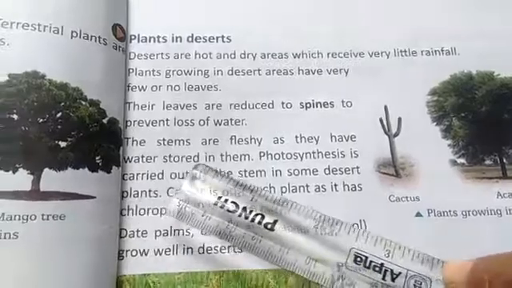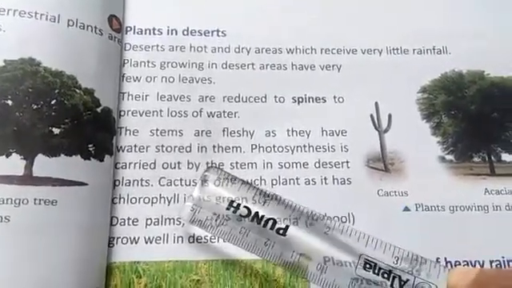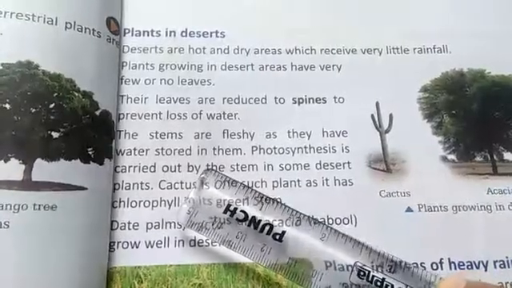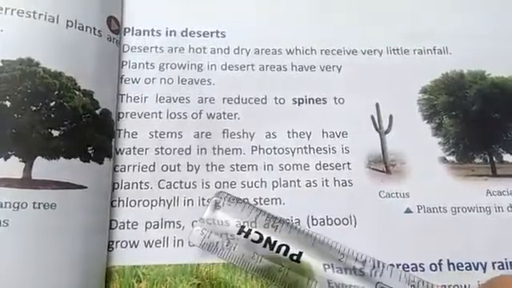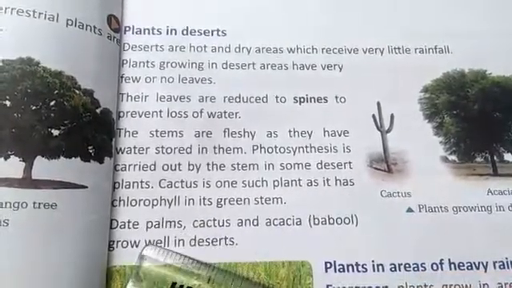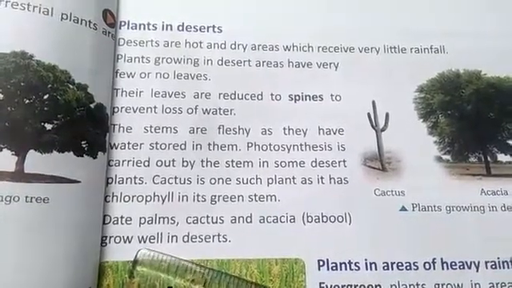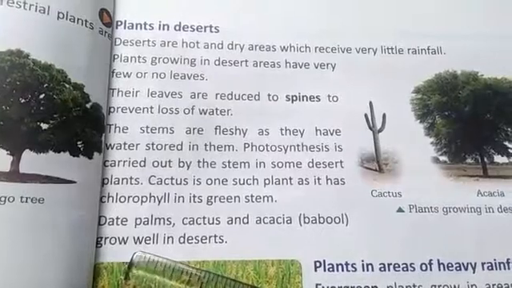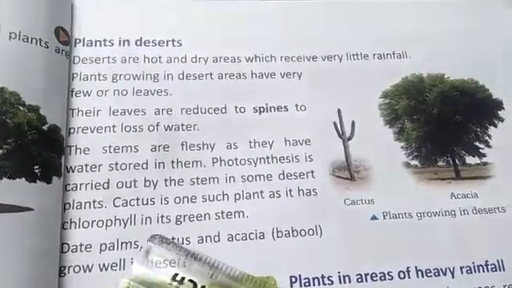The stems are fleshy as they have water stored in them. If you break the stem, you will find it fleshy inside. Photosynthesis is carried out by the stem in some desert plants. Some desert plants carry out photosynthesis by the stem only. No leaves are there, so the stem acts as the photosynthetic part.